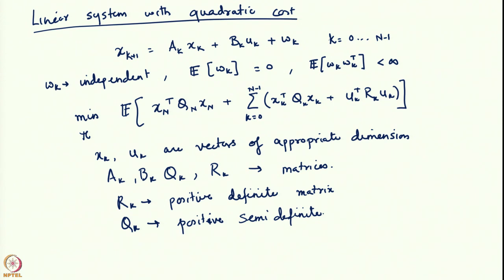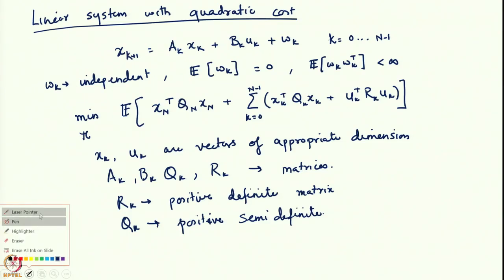As I said, these w_k have been assumed to be independent with mean 0 and finite variance. So, this problem that I have written out, where a system evolves according to a linear equation like this and the cost is quadratic, is a very popular form, and it is often called the linear quadratic regulator. The reason it is called the linear quadratic regulator is that in a particular form, it can be thought of as a problem of regulating a system. Regulation means to follow a particular trajectory.